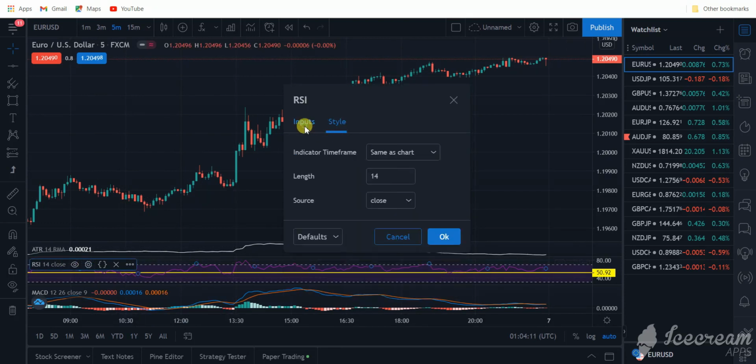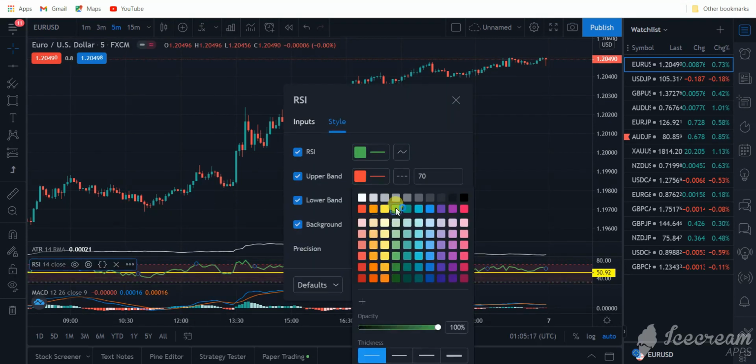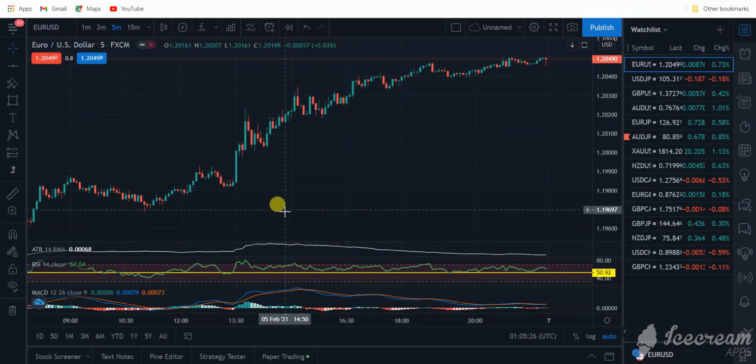Let me set the indicators up and I'll get back to you guys. Alright guys, so as you can see, the RSI is set up and the ATR is set, the MACD is set. So let's get into the strategy.